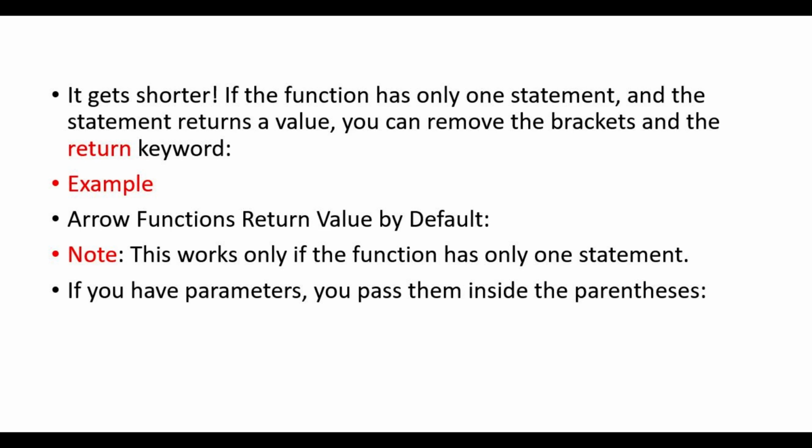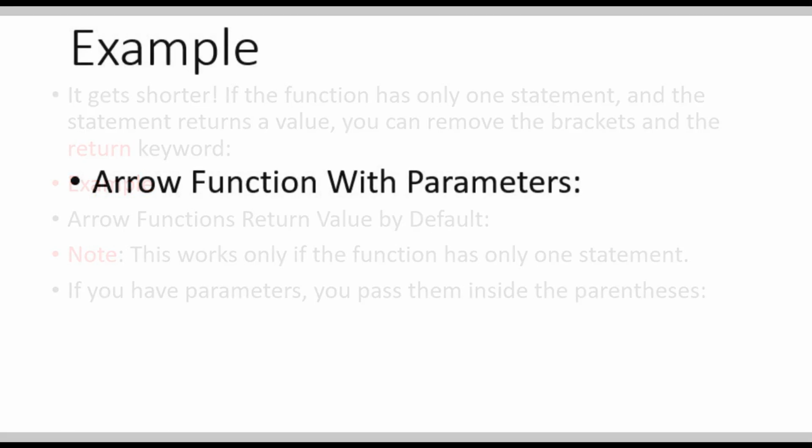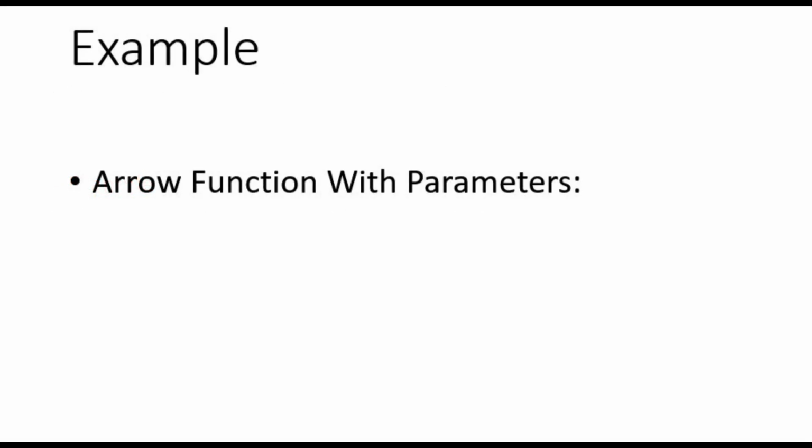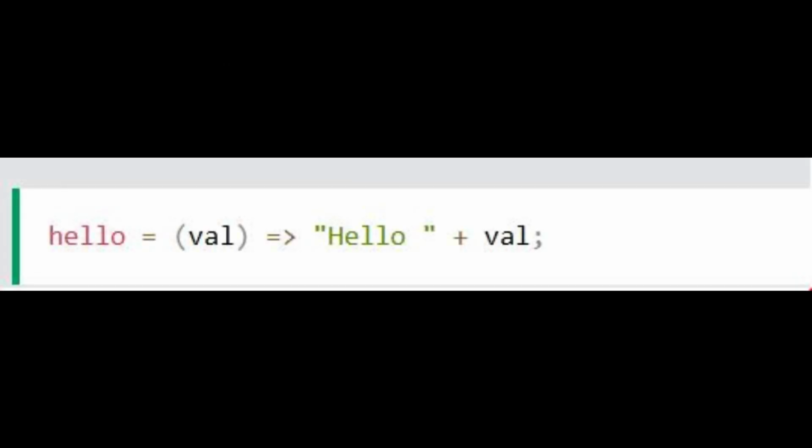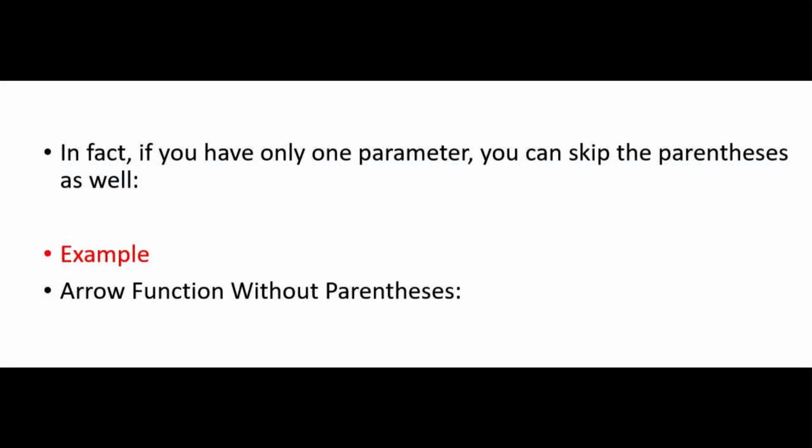If you have parameters, you pass them inside the parentheses. Example. Arrow function with parameters. Code. In fact, if you have only one parameter, you can skip the parentheses as well. Example. Arrow function without parentheses. Code.